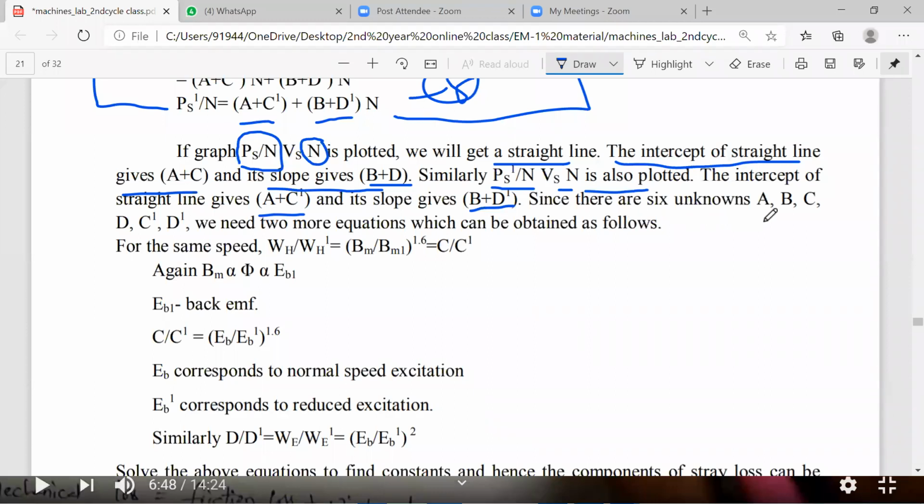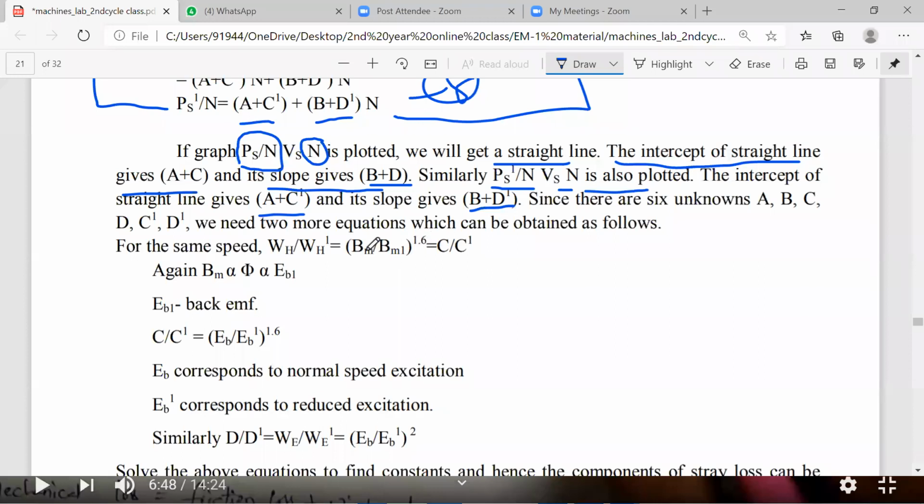Since there are 6 unknowns, A, B, C, D, C dash and D dash, we need 2 more equations, which can be obtained as follows. See here, we have two losses. Six unknowns means we need another two equations for the same speed. So the hysteresis loss WH1, the first hysteresis loss by the second hysteresis loss, at rated field current and reduced field current, equals Bm by Bm1 to the power 1.6.